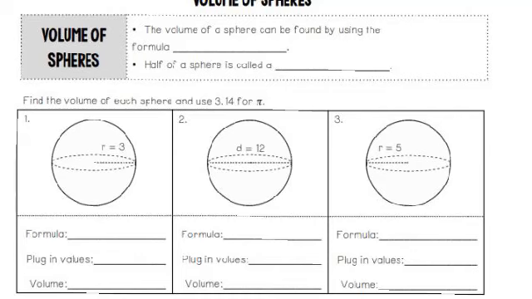So you did it. This is the last math lesson. It is volume of spheres. The volume of a sphere can be found by using the formula 4/3 pi r cubed. Half of a sphere is called a hemisphere.